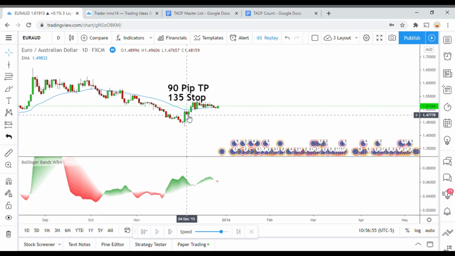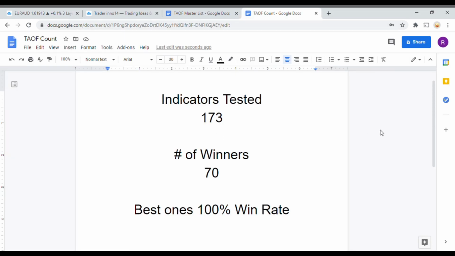Alright, as I said, today we will be testing the Bollinger Bands Wide and Narrow indicator. But before we do, I wanted to put the indicator scoreboard up for everyone to see. So to date, we have tested 173 indicators. And out of 173 indicators, 70 of them have been winners, which means that they have met or exceeded the 60% win-loss ratio threshold that we have set for them.